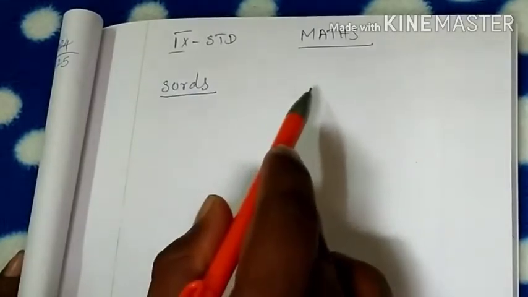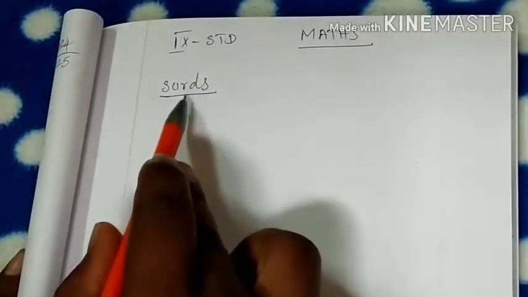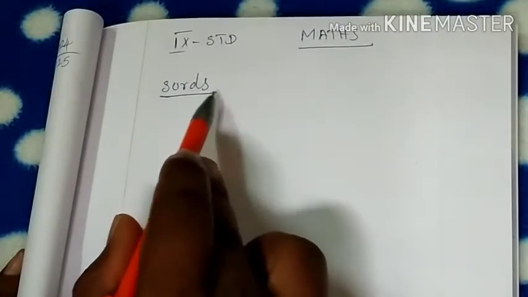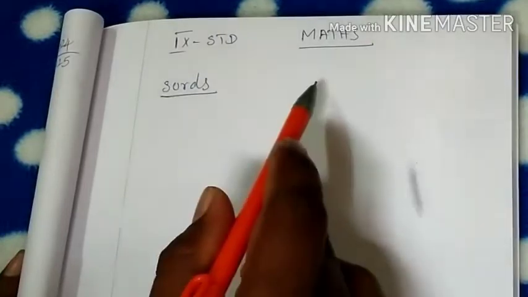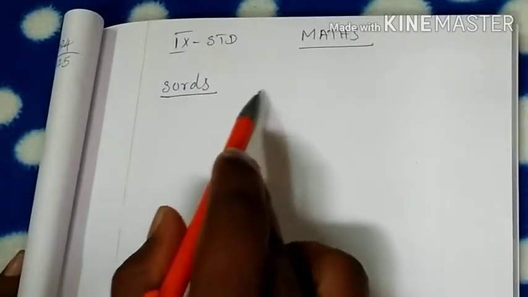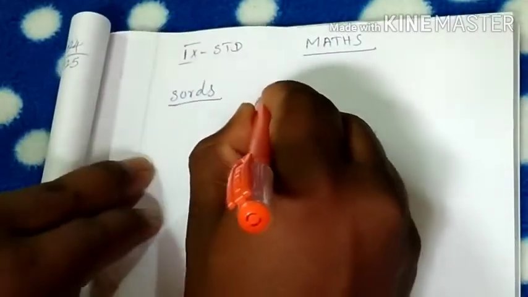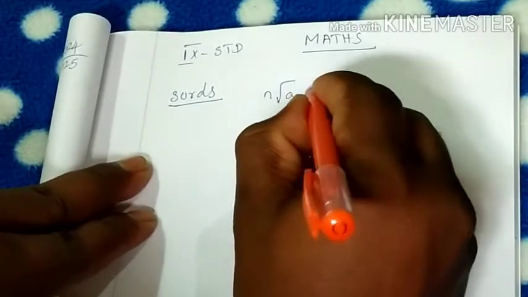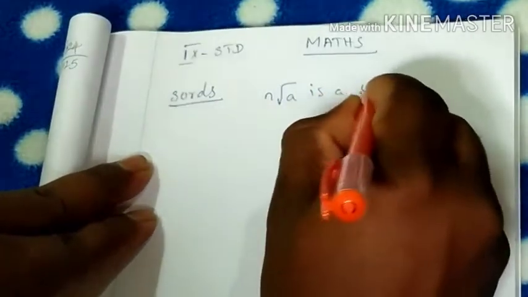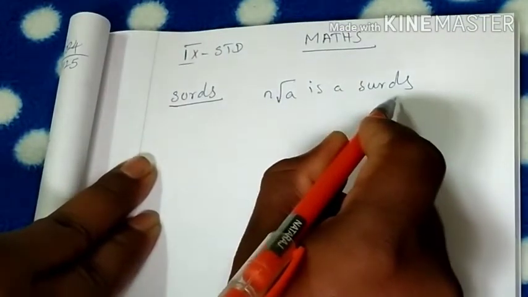Welcome to Maths class. In this class, I'm going to see about sets. A set is an irrational root of a rational number. The sets can be written in the form of nth root of a is a set. So, nth root of a is a set.